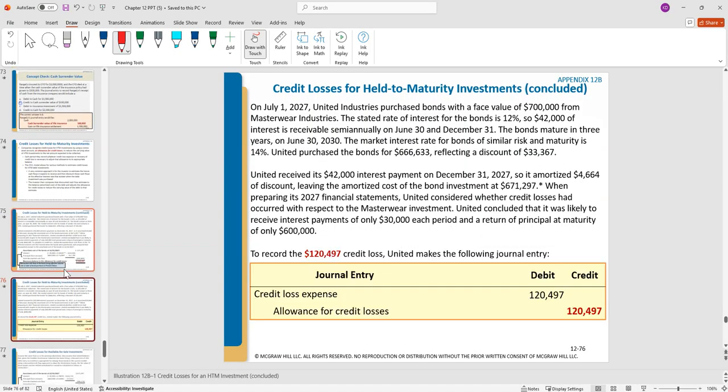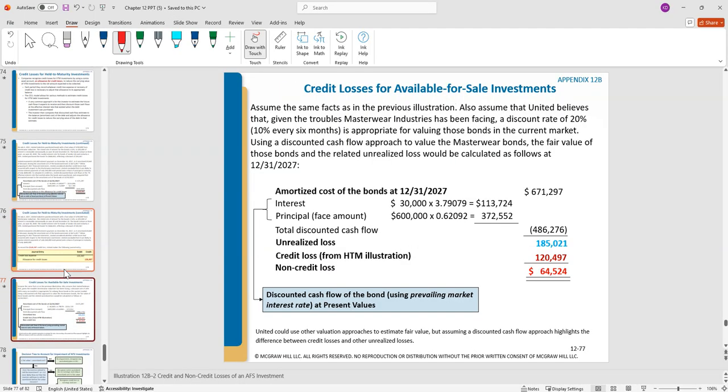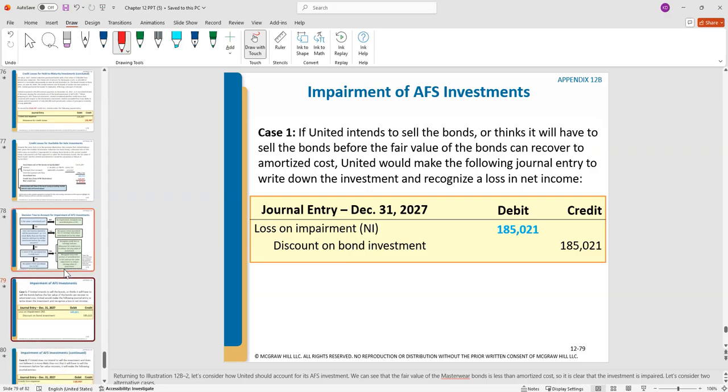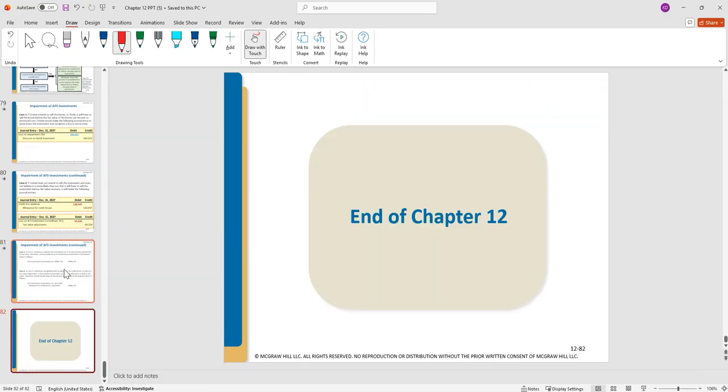So that's kind of it. Like I said, you can look through. I'm not concerned about credit losses and impairment necessarily for the exam. I want to just get the fundamentals to you about investments. So I'm trying to keep this chapter short and to the point. What is relevant? What do you need to know?